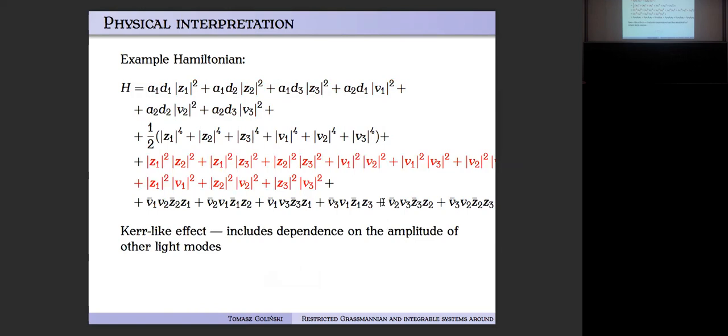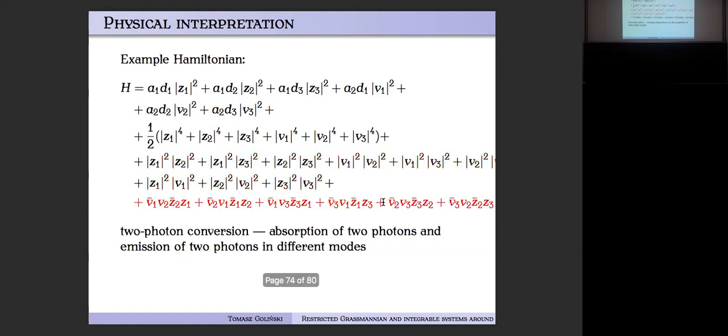The other part is what physicists would call a Kerr-like effect. It's a big generalization of the Kerr effect. So these are non-linear terms like that, which means that the dependence of the amplitude is not only on the polarization. There is some cross relation between the different modes of light, different colors or frequencies of light.